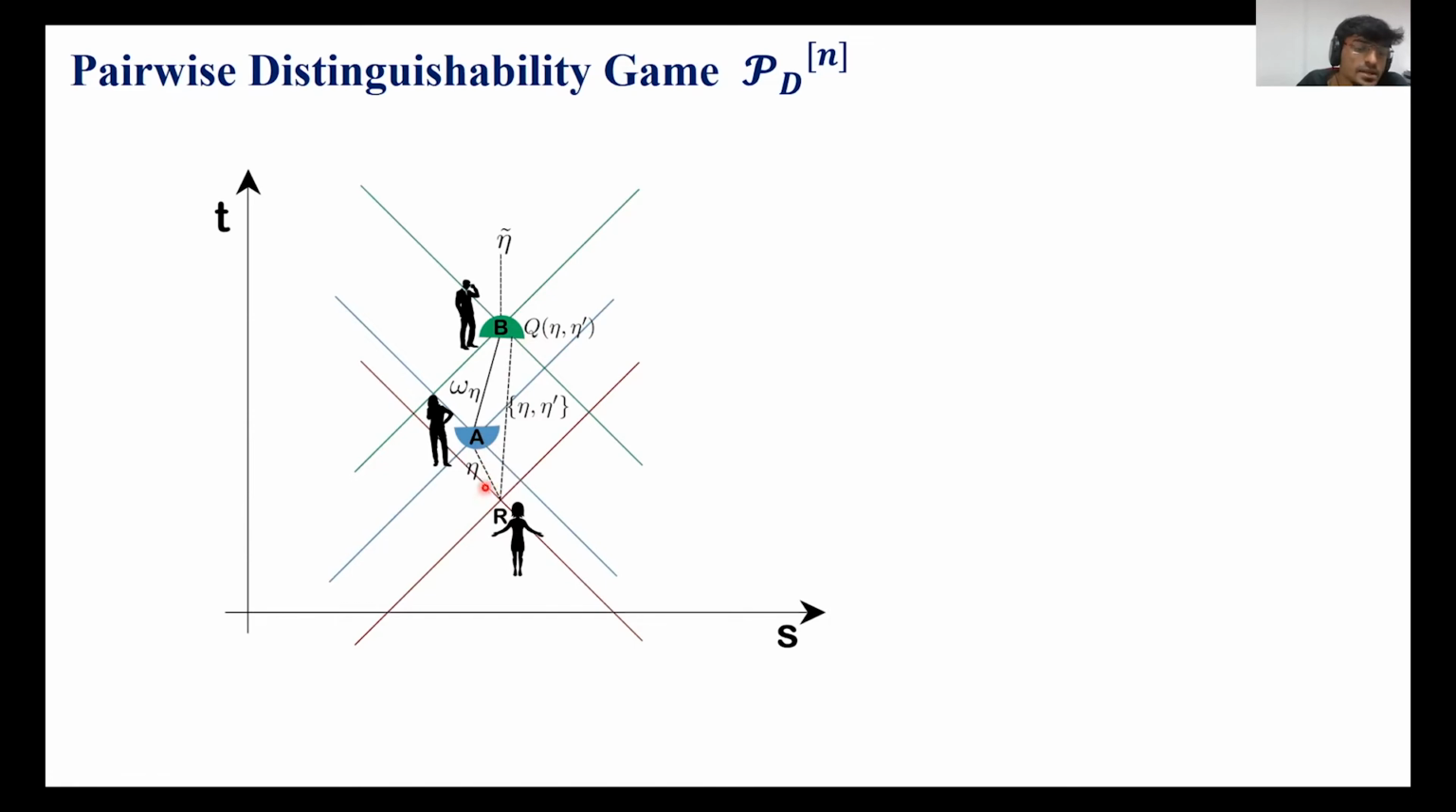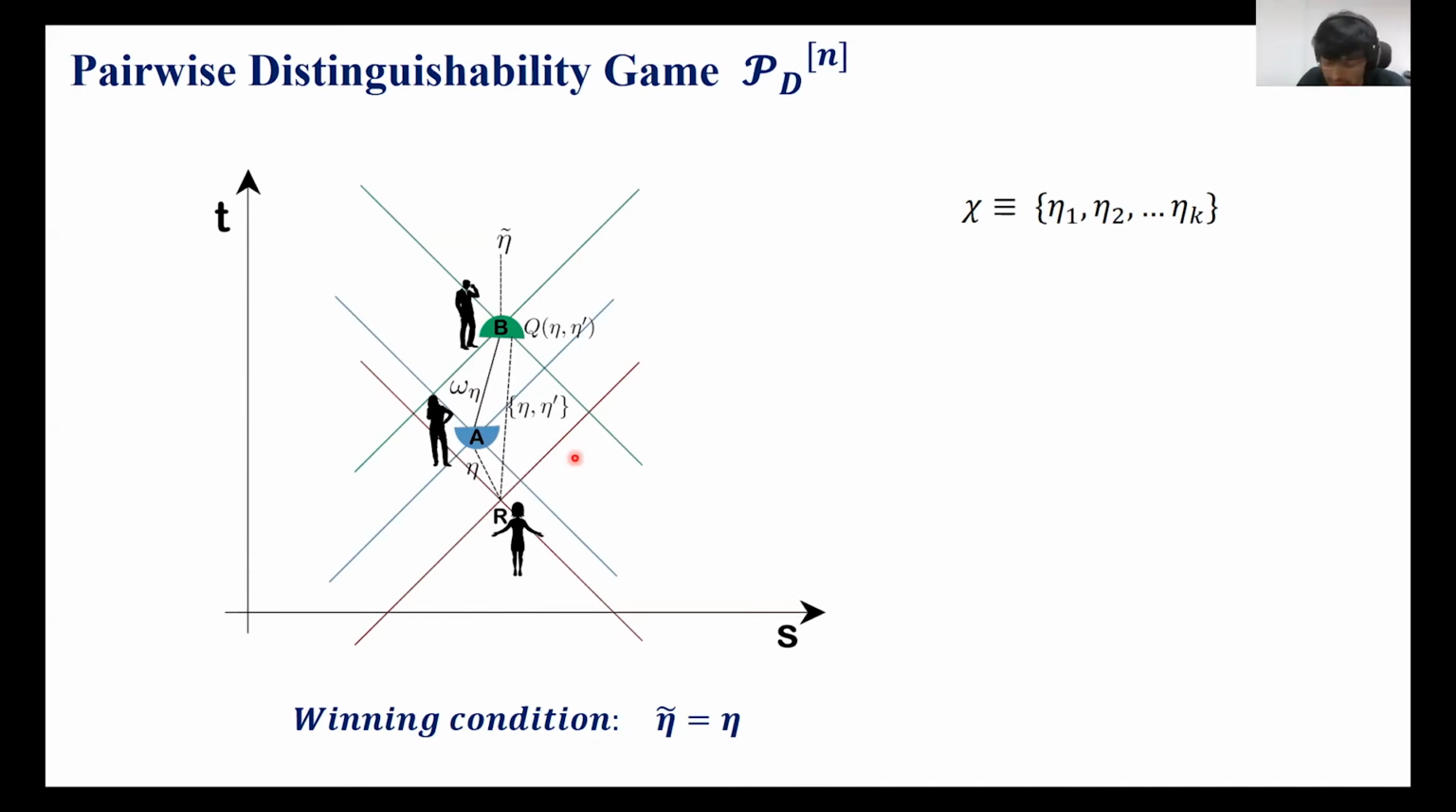Depending on what message Alice receives, she is allowed to encode this message in some state of some physical system and send it to Bob. Bob might do some measurement on this system and conclude that the state is η̃, let's say. The winning condition for this game is that η and η′ belong to this pre-known set, and η̃ should be equal to η. Another way of saying it is that Bob exactly guesses which message was given to Alice.